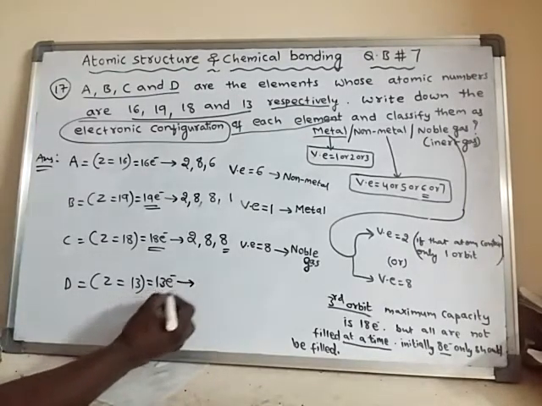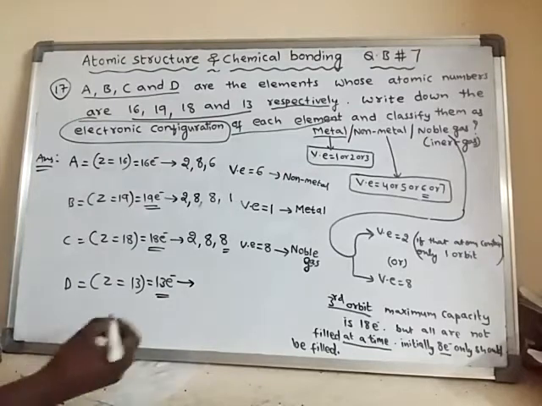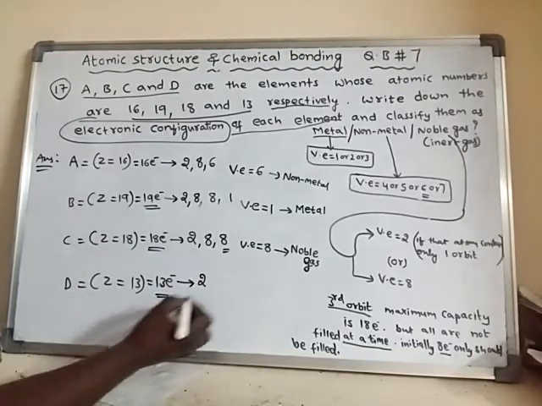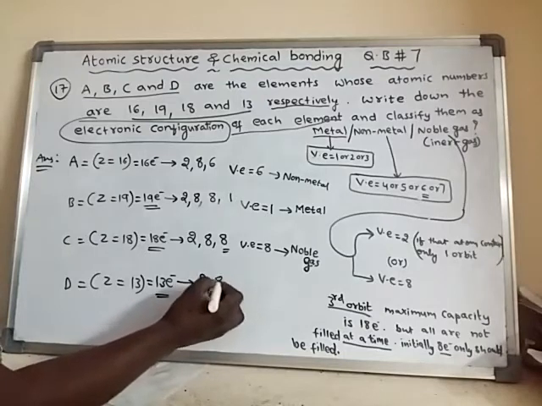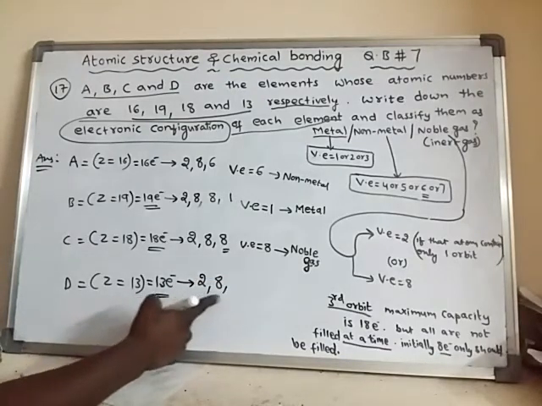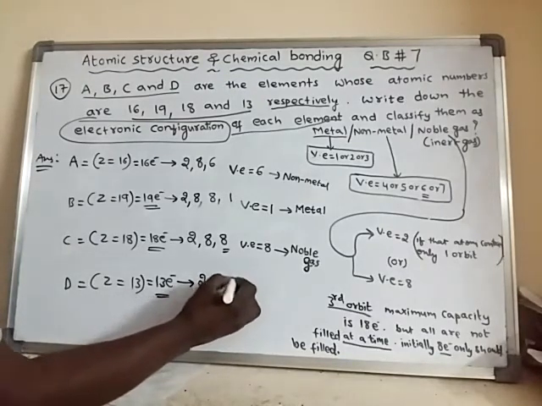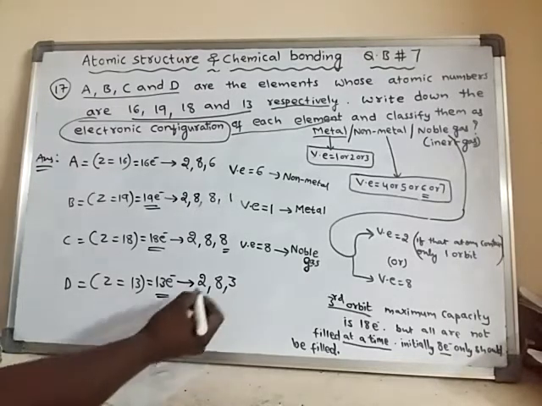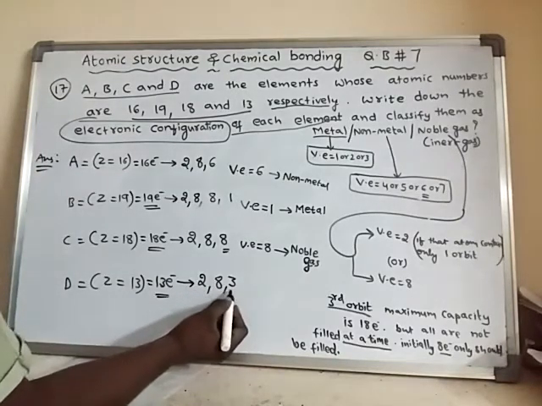In element D there are 13 electrons. So how to fill these 13 electrons? First orbit 2 electrons, second orbit 8 electrons, and 10 are finished. Only 3 are left over. So in the third orbit there are 3 electrons. So first orbit, second orbit, third orbit.